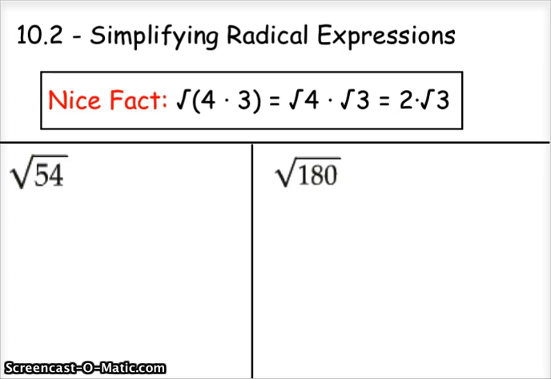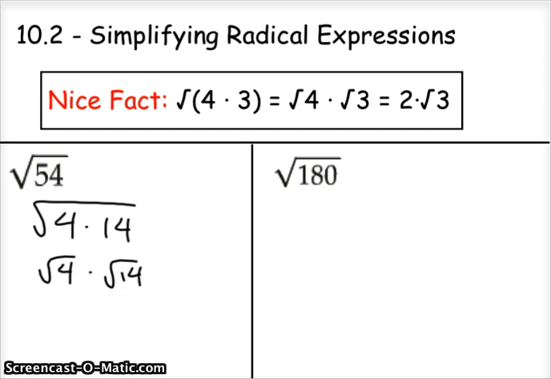Let's try one more example. I'll leave the other one up there. Square root of 54. Now 54 is the same thing as 4 times 14. Or you can think of 8 times 7. But I want the 4 here because that's our perfect square. 8 times 7 doesn't help us because 8 and 7 are not perfect squares. I'm looking for those perfect squares as factors. So again, I have the square root of 4 times 14. I can split this up using our nice fact. I have the square root of 4 times the square root of 14. And now I can simplify my square root of 4 to 2 root 14.